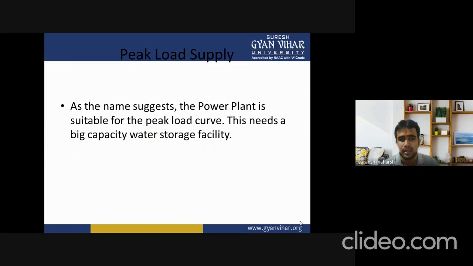Peak load supply. As the name suggests, this power plant is suitable for the peak load curve. This needs a big capacity water storage facility.